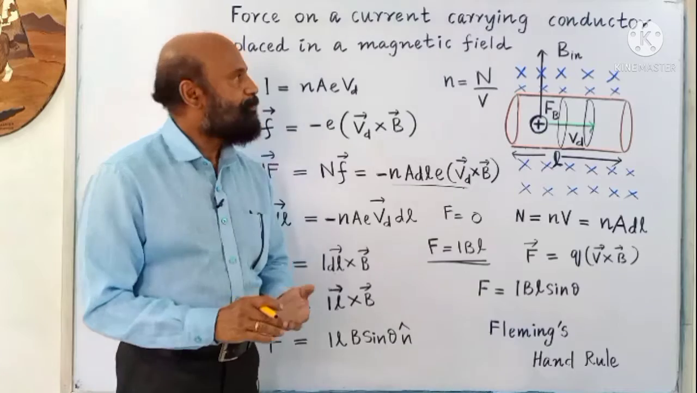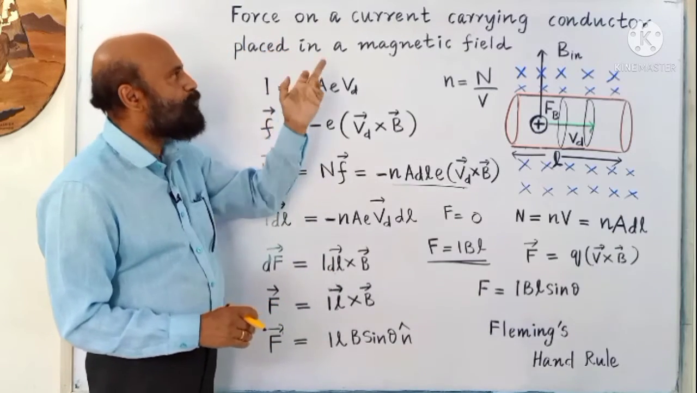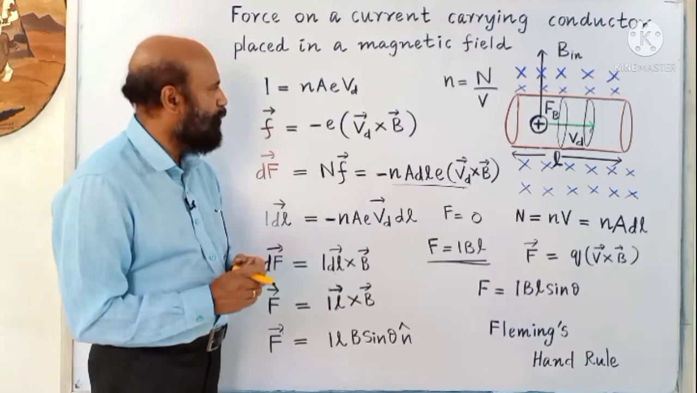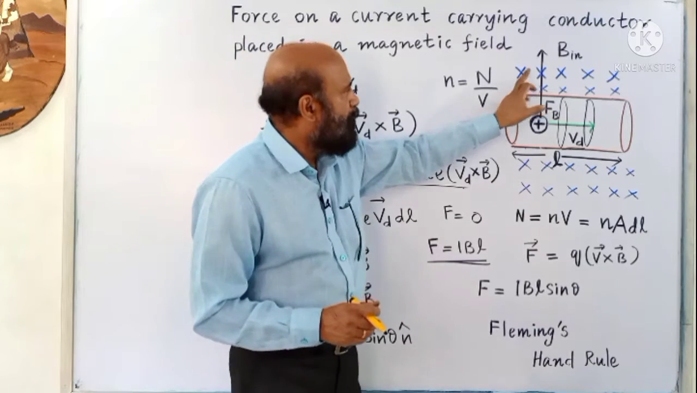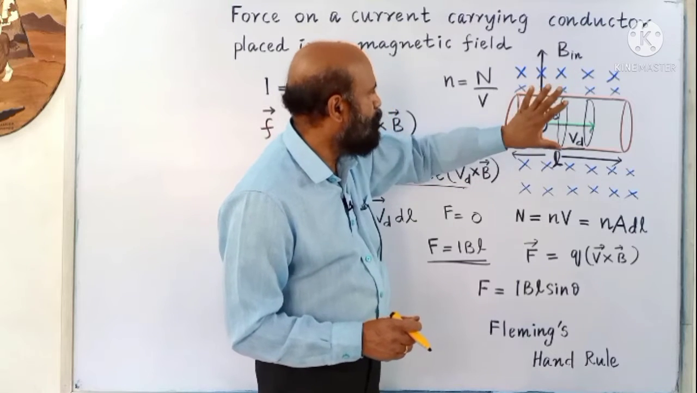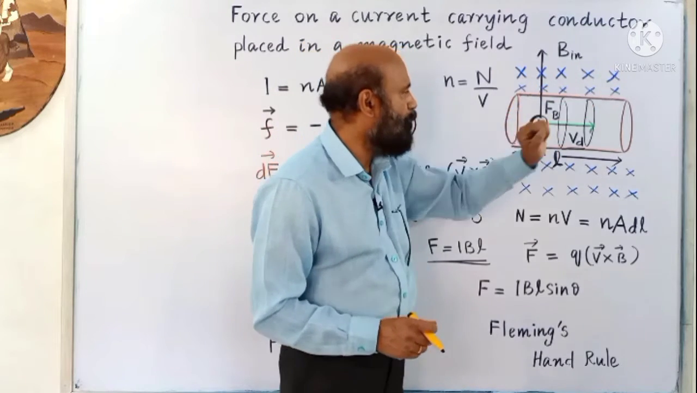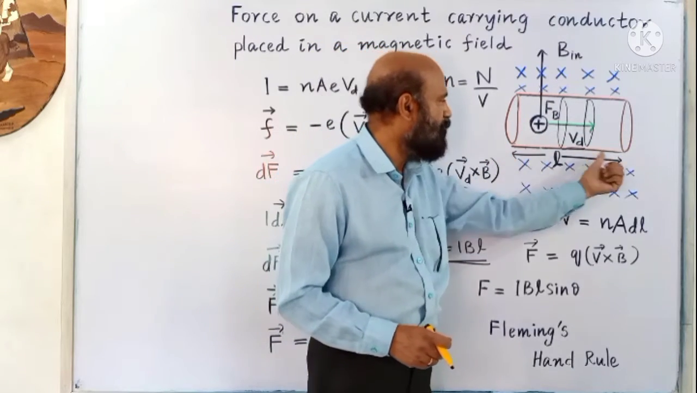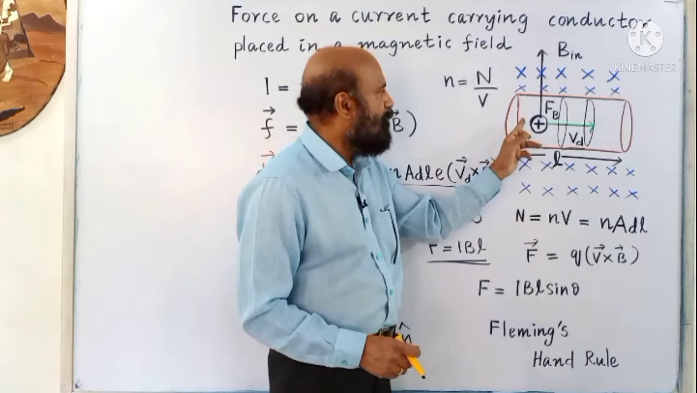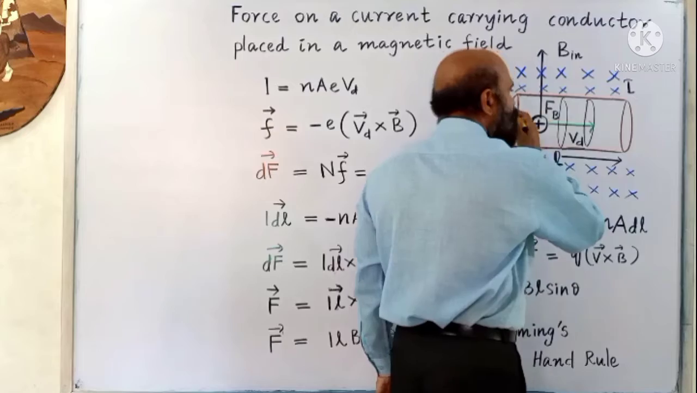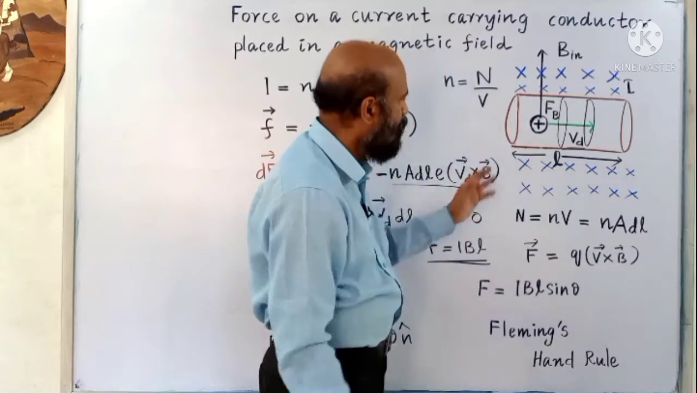In this video, I am going to explain force on a current carrying conductor placed in a magnetic field. Here there is a magnetic field acting into the board as shown by this cross mark, and a conductor of length L is there. In this conductor there is a current along the positive x-axis.